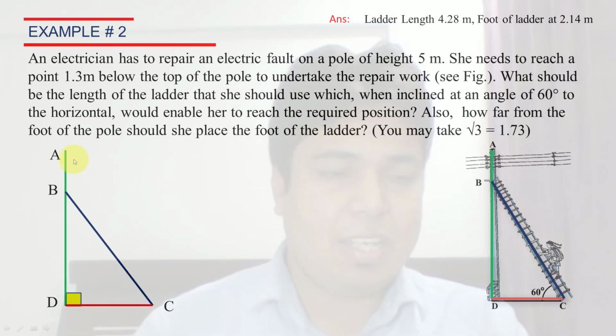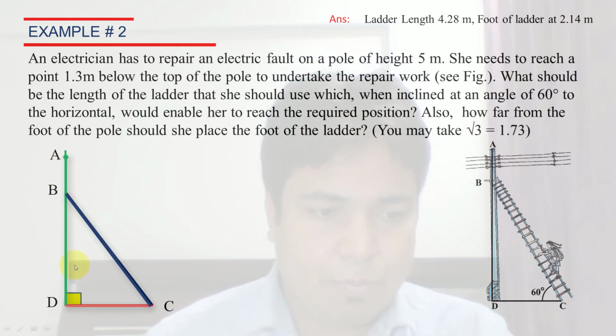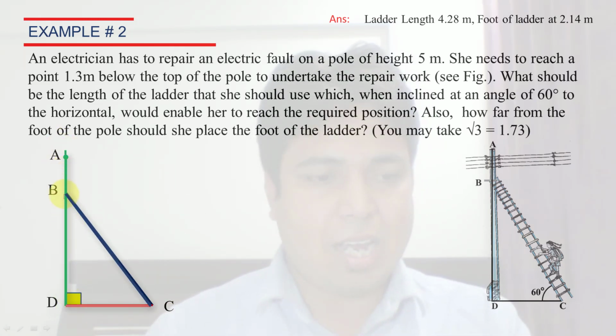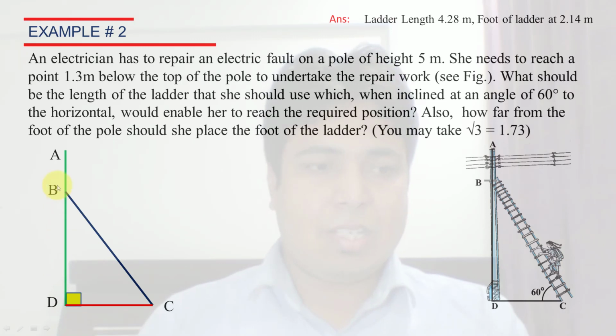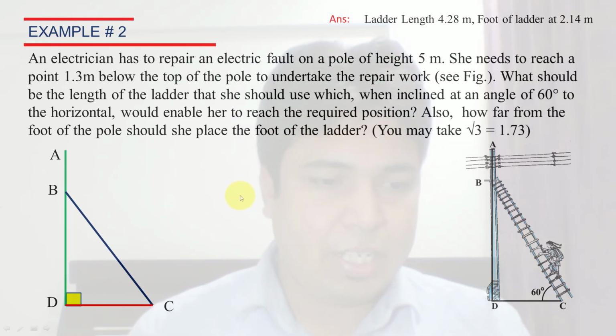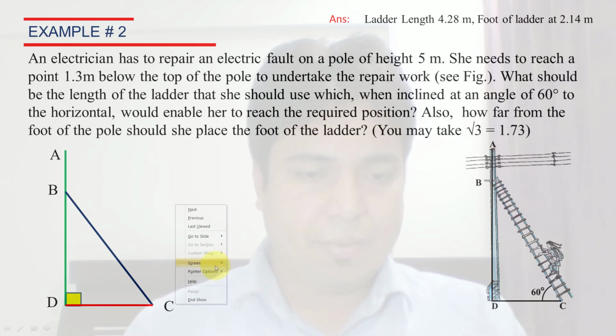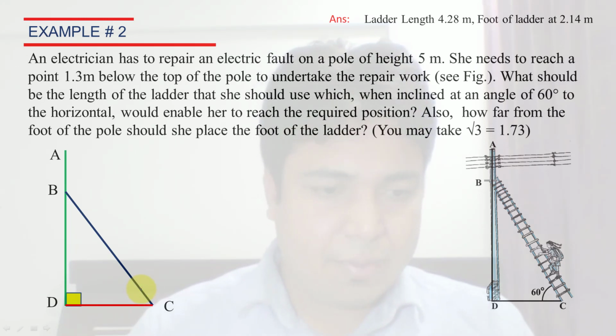As you can see here, this is the pole and this is the height of the pole. This is the top and this is the point B that is given here, and BC is the length of the ladder, and this angle of elevation is given as 60 degree. So let's make this as 60 degree. This angle is 60 degree.